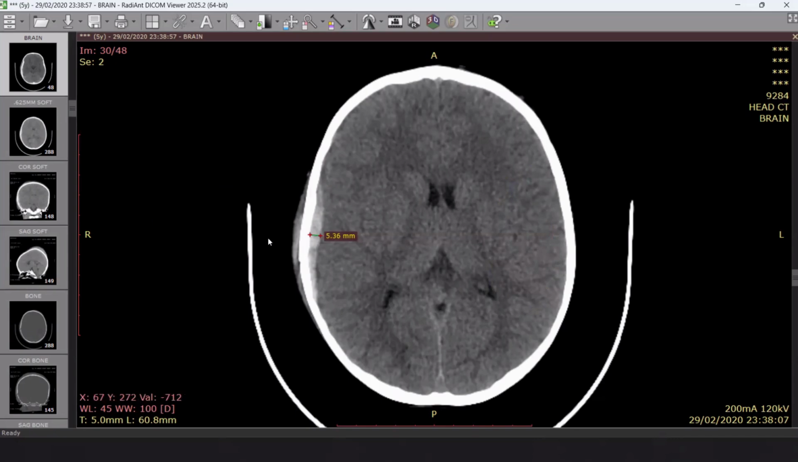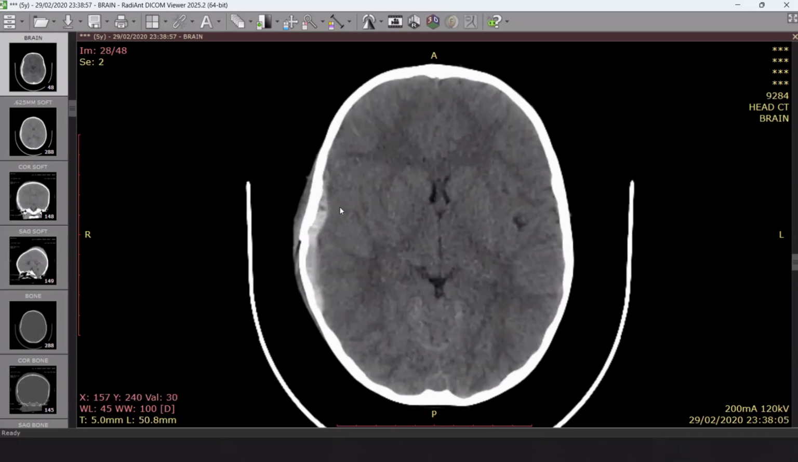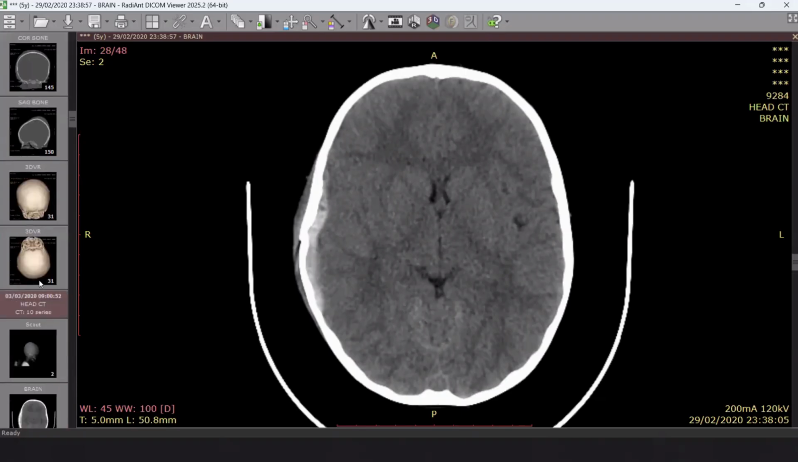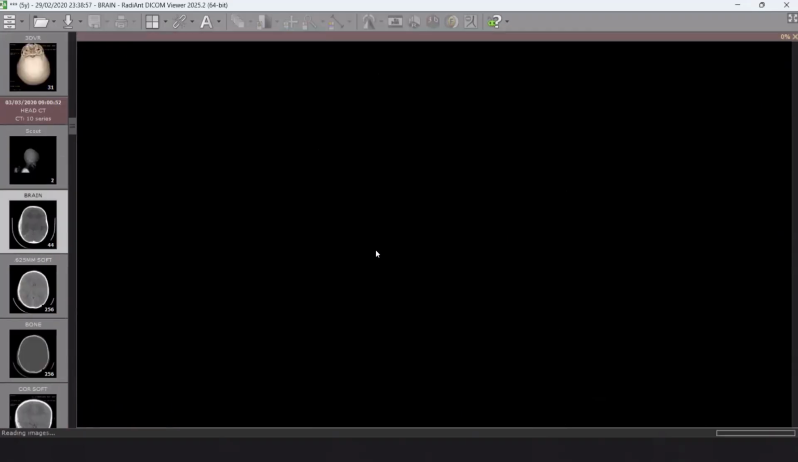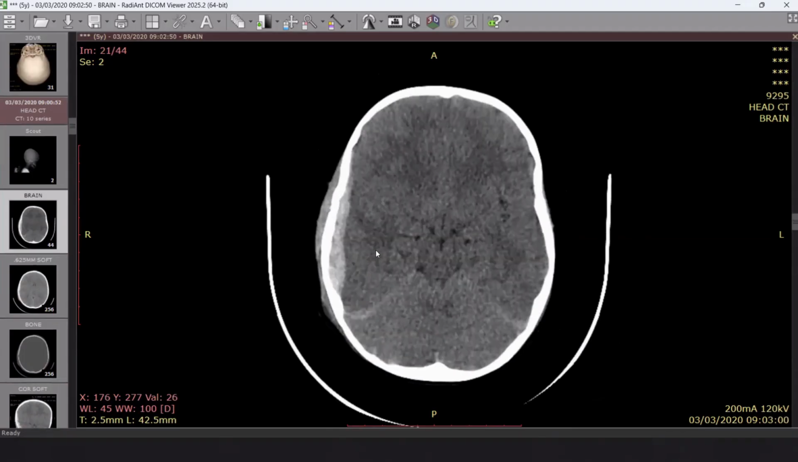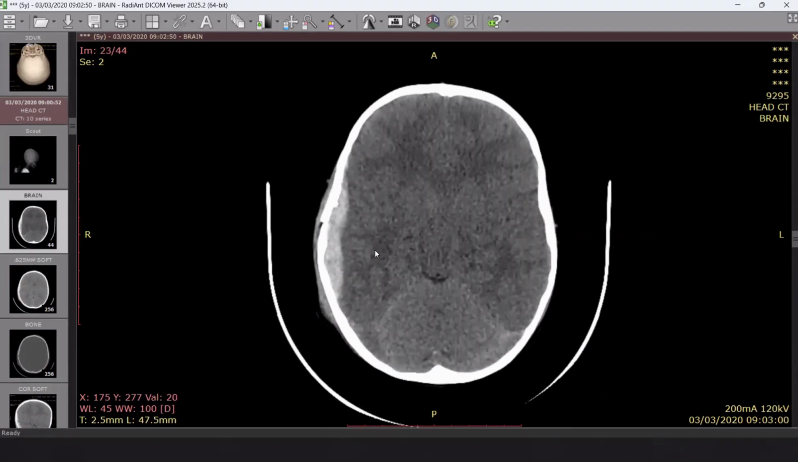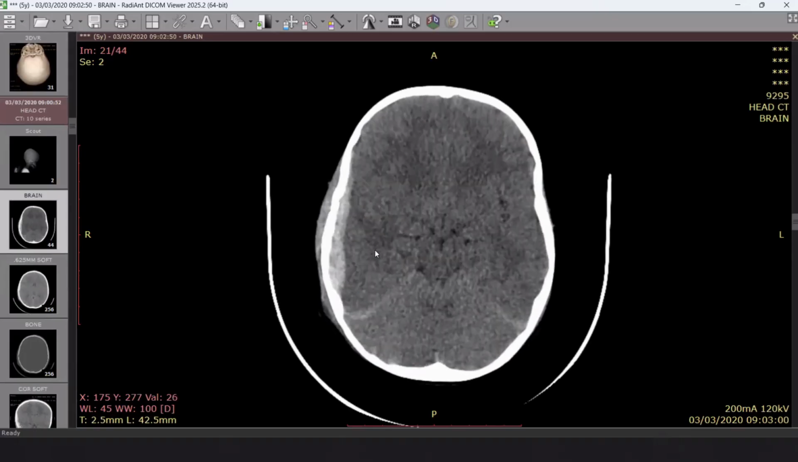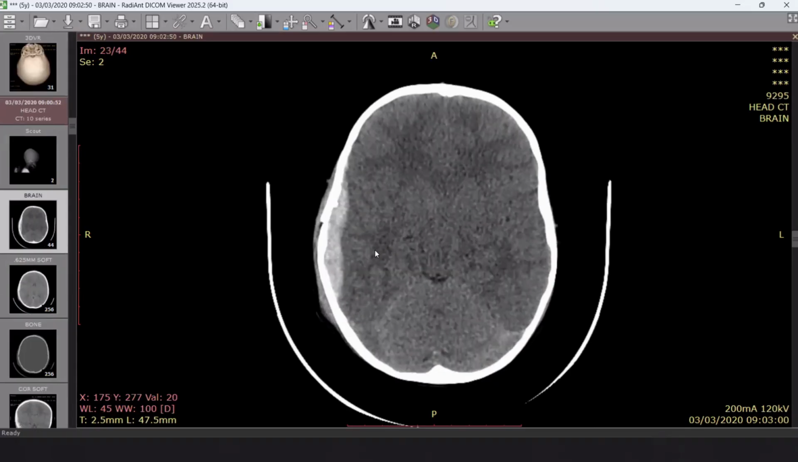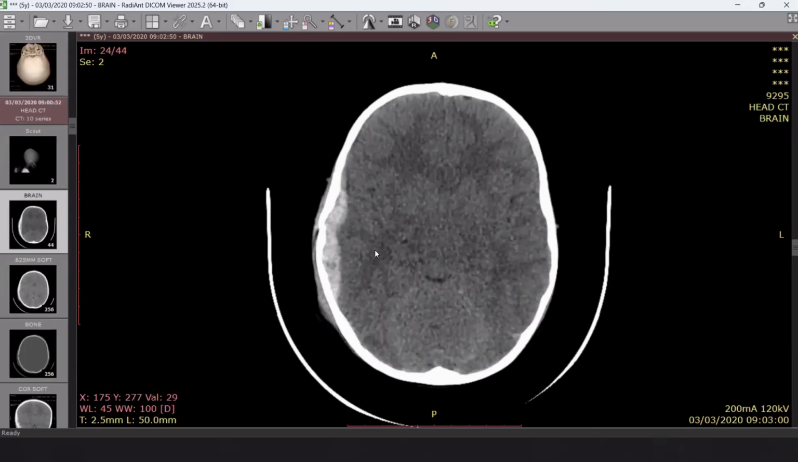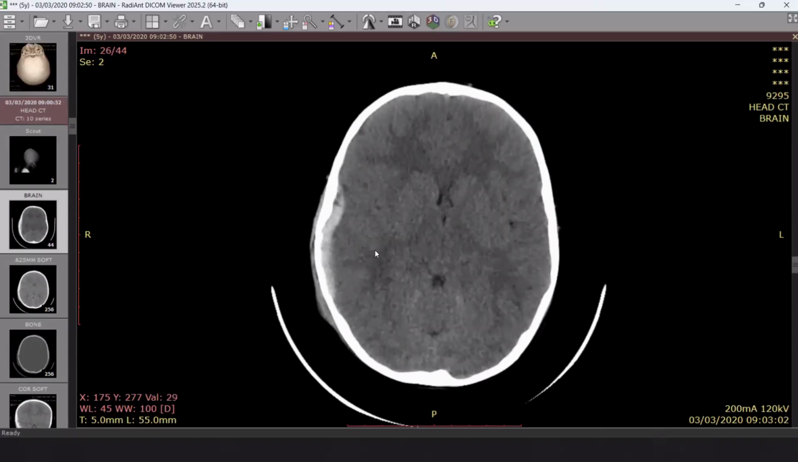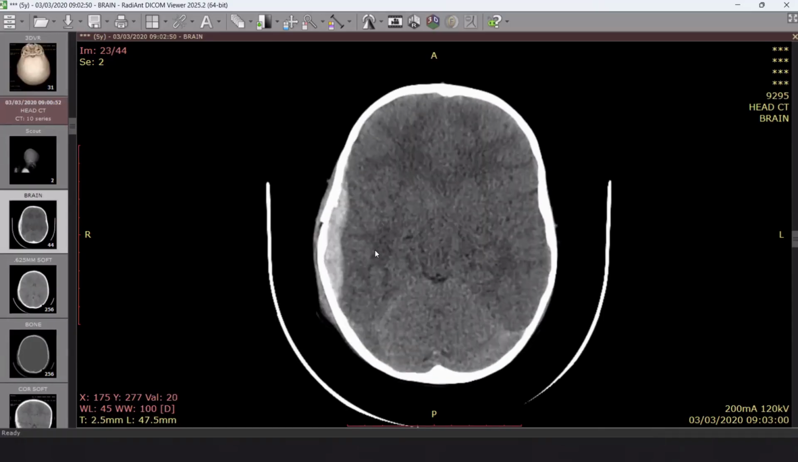When we saw this one, we suspected active bleeding because of the swirl sign, and we did a follow-up CT scan of the brain the next day, and I think there was progression of the hematoma. So at this point, you should be cautious, because active bleeding is a very important point that you have to mention in your report. Okay, thank you so much.